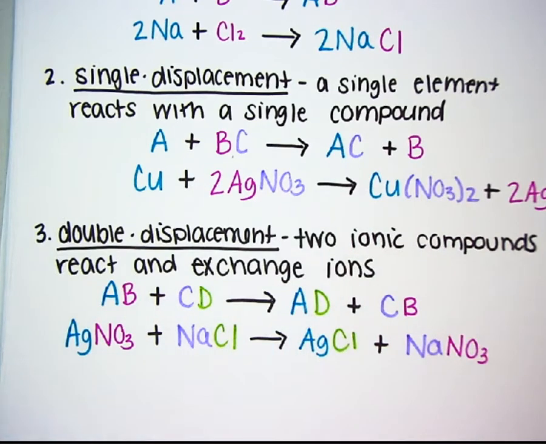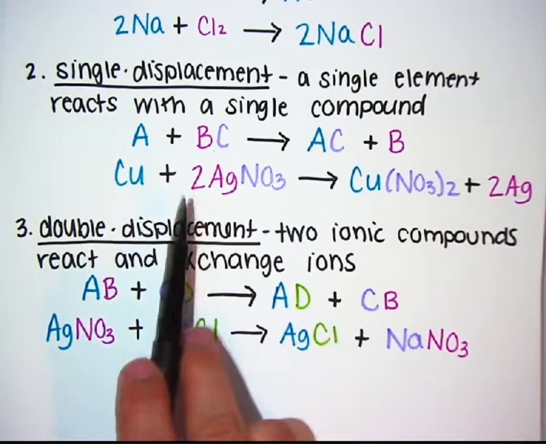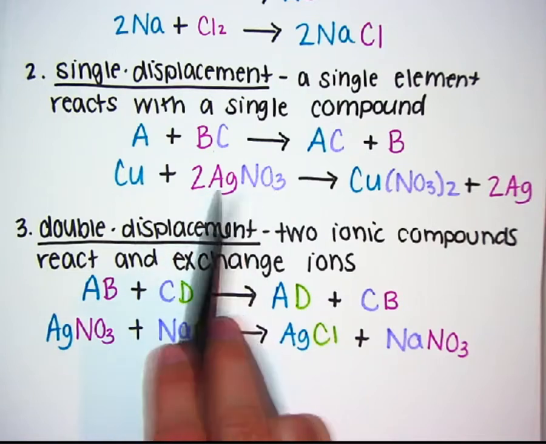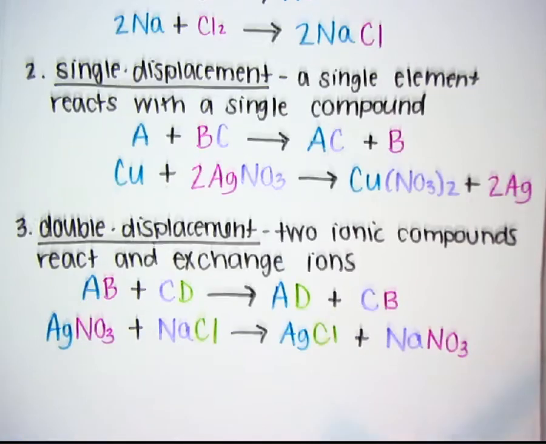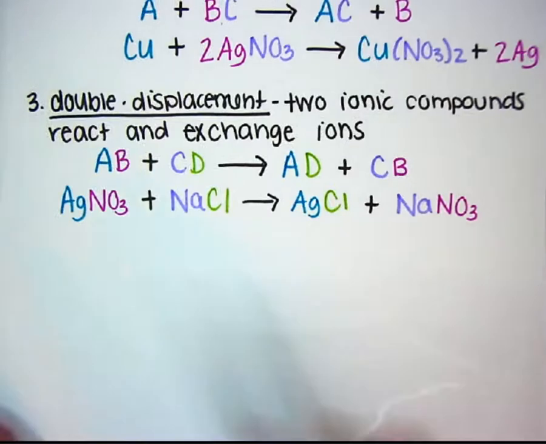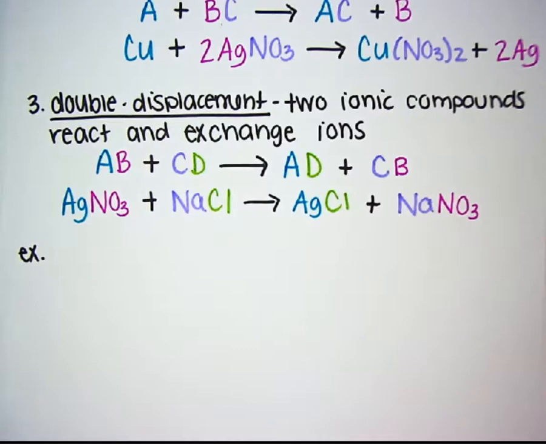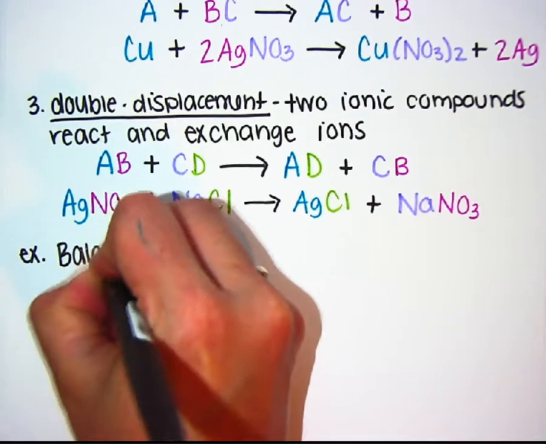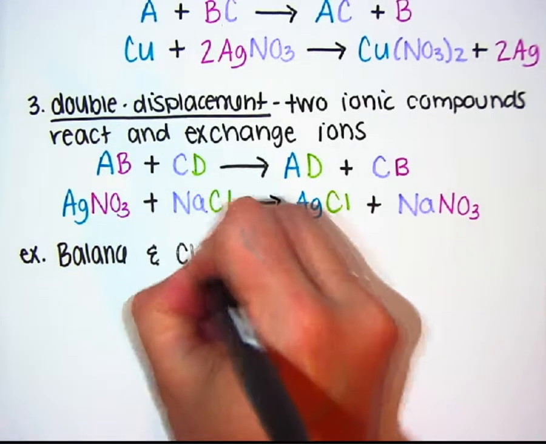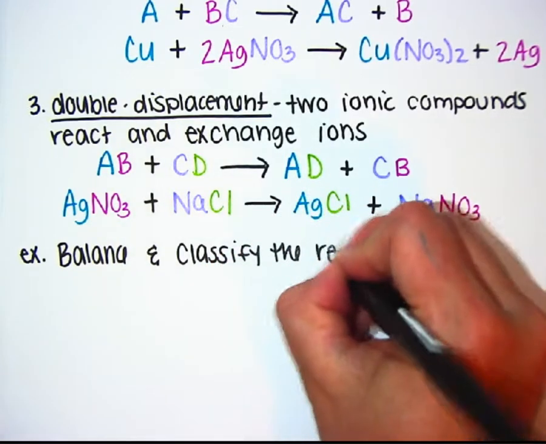So the difference between a single and double displacement reaction has to do with the number of ionic compounds. In a single displacement reaction, I have one ionic compound on the reactant side. In a double displacement reaction, I have two ionic compounds on that reactant side. We're going to do some practice, but we're also going to do some extra balancing practice. Balance and classify the reaction.